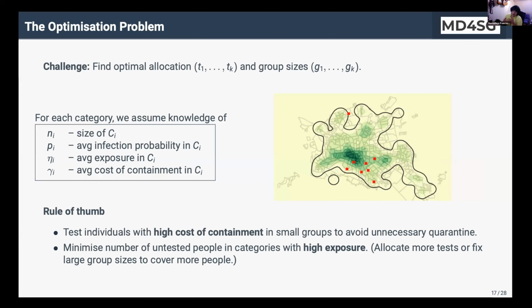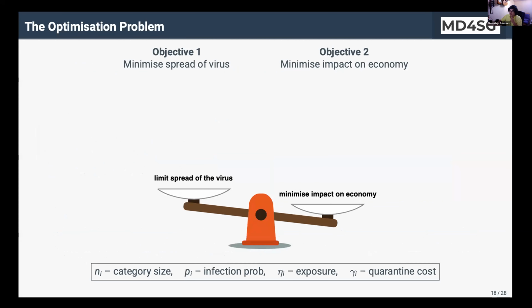And going back to the allocation and the group sizes in the strategy, there are some rules of thumb that are already intuitively a bit clear, namely that if we have a category where there's a high cost of containment, we might want to use smaller group sizes, because a larger group size means that somebody might be unnecessarily self-isolated. Think back to the 30 marketplace workers and a single giant group size. This is an unintended consequence of a giant group size. But at the same time, if we have a category with very high exposure, so that they are potential super spreaders, we might want to allocate more tests to that category to make sure that we catch the super spreaders. So we really are balancing all of these things at once.